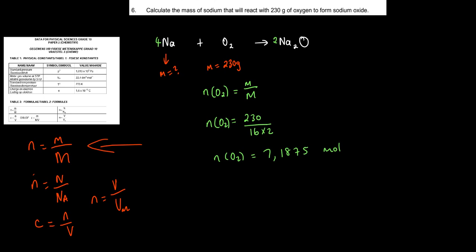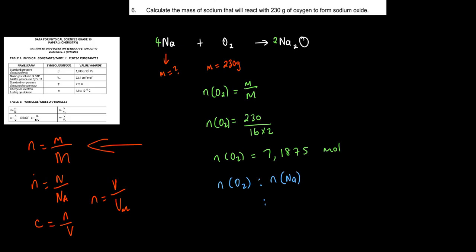The ratio. Perfect. So that means since we got the number of moles of the one that was given, now we need to say molar ratio. The ratio of that one that we calculated is to the ratio of the one that we're looking for, the mass of sodium. That means we're looking for the number of moles of Na first, so that we get its mass.